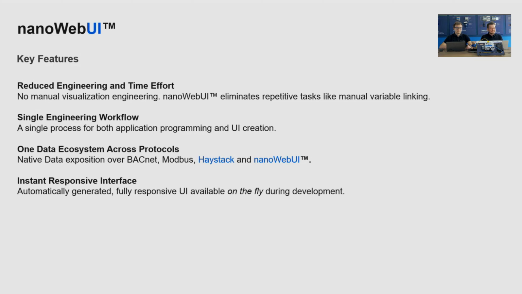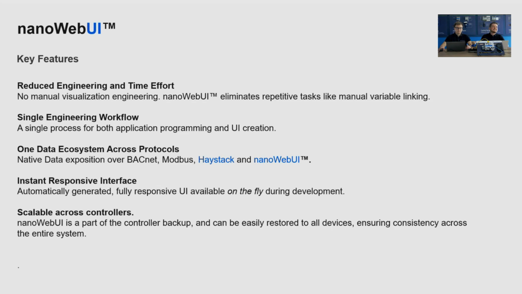Going forward is the instant responsive interface. It's automatically generated and fully responsive, created on the fly during development. What that means is whenever we drop a point to our application and configure it properly, we can just open the web browser and see how that point looks. Is it according to the specification or our needs? This also reduces the time and the response from the customer. Is this something they want to make it look as or not?